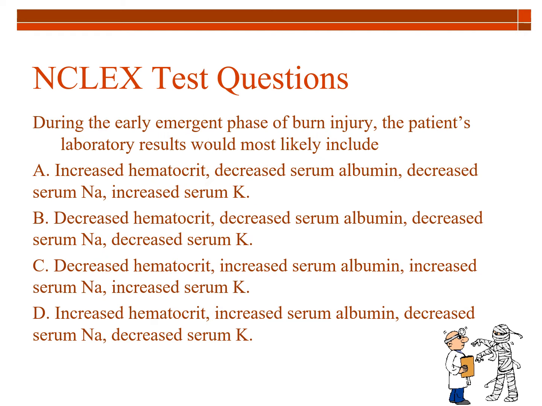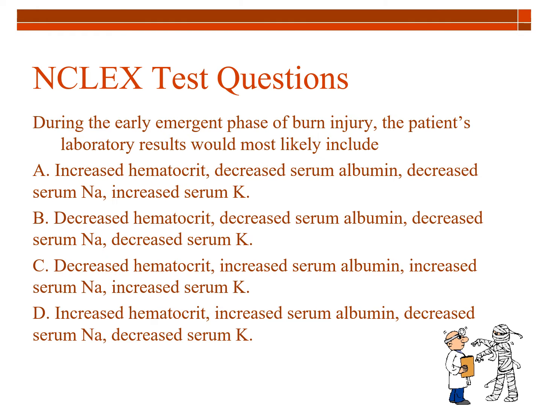Let's try another NCLEX style question. During the early emergent phase of burn injury, the patient's laboratory results would most likely include: and if you're leaning toward A, you would be correct. Increased hematocrit, decreased serum albumin, decreased serum sodium, and increased serum potassium.